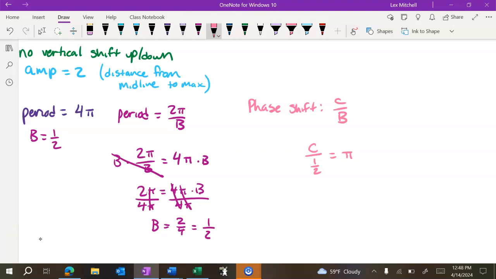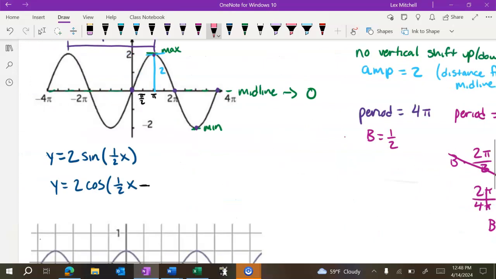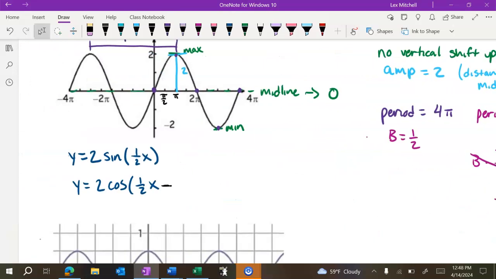So if I keep change flip right here, that tells me 2c equals pi. So I'm going to divide by 2 and get that c equals pi over 2. So in my equation, I'm going to have minus pi over 2. And there would be my two equations.